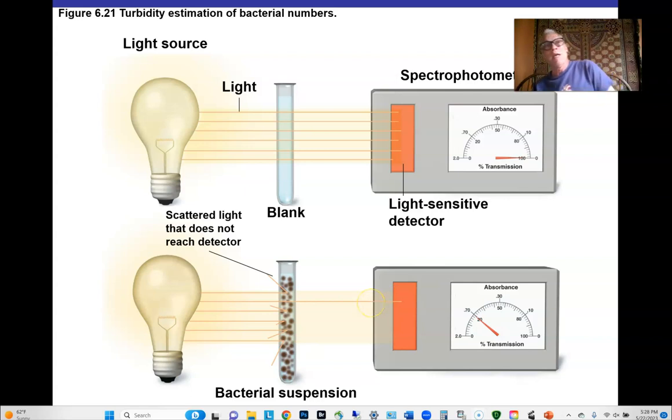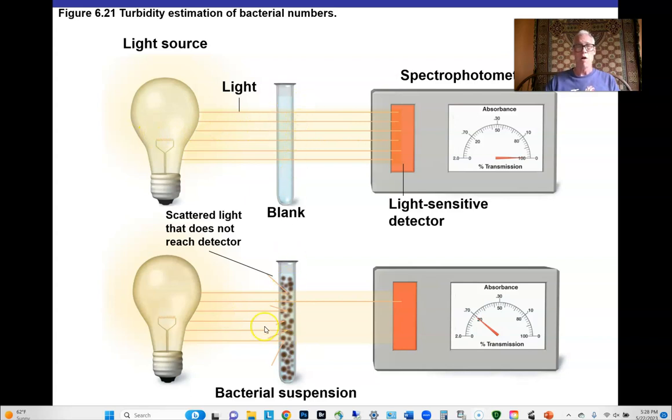Here's an indirect method. You can grow bacteria in some broth medium, some liquid medium. You first inoculate some broth with a tiny bit of bacteria, and then shine a light through it on a spectrophotometer at, say, 600 nanometers wavelength, and we'll get a reading for how much light is transmitted through that media in the test tube.